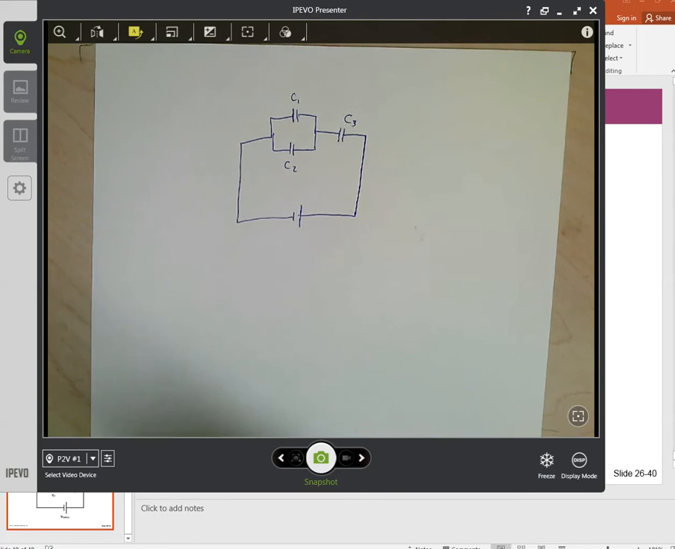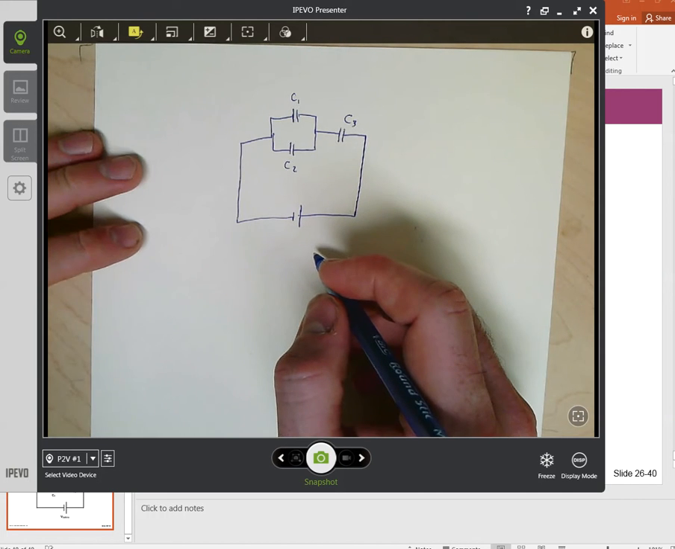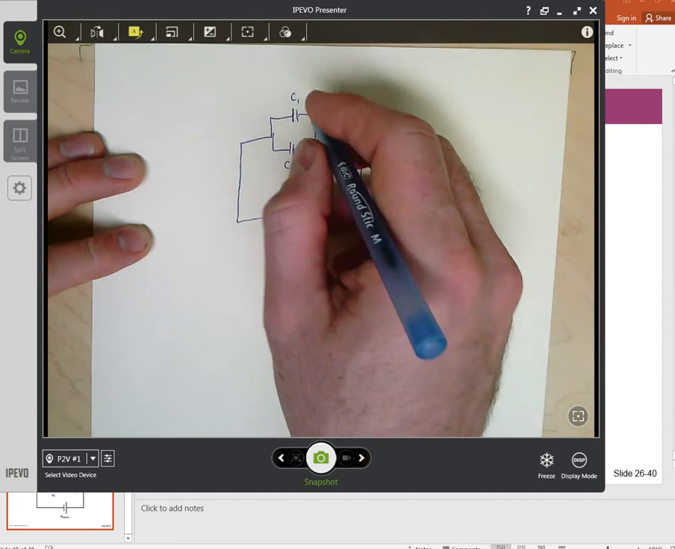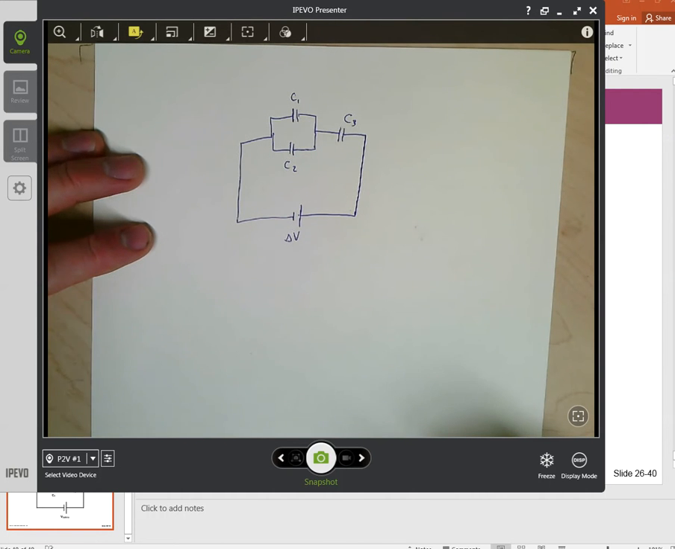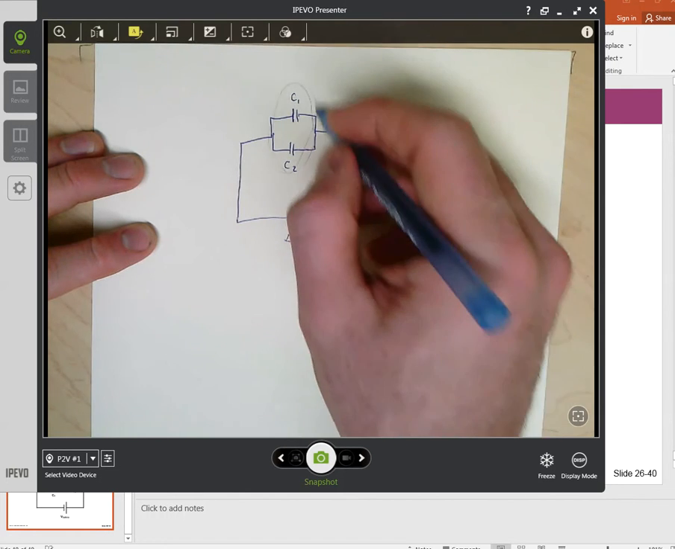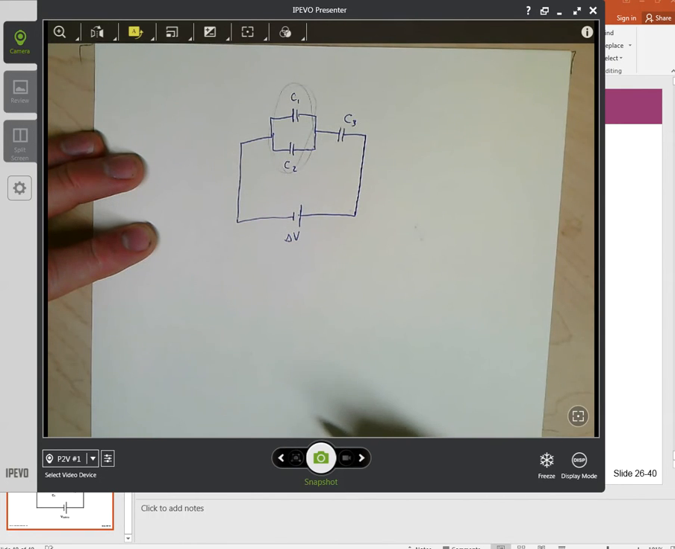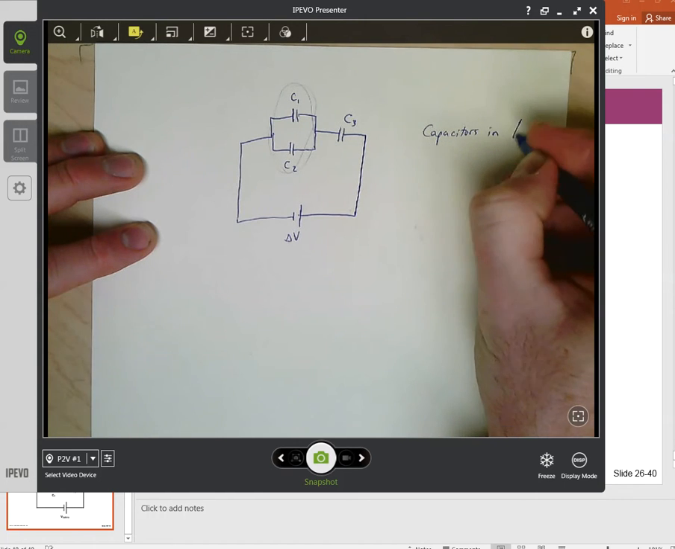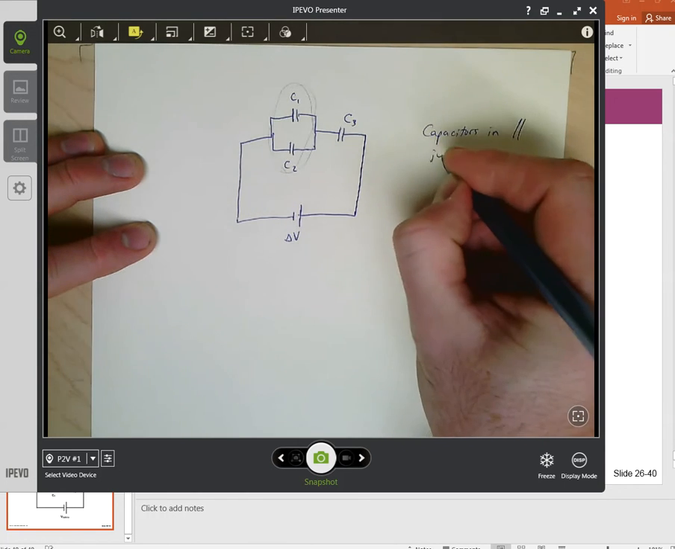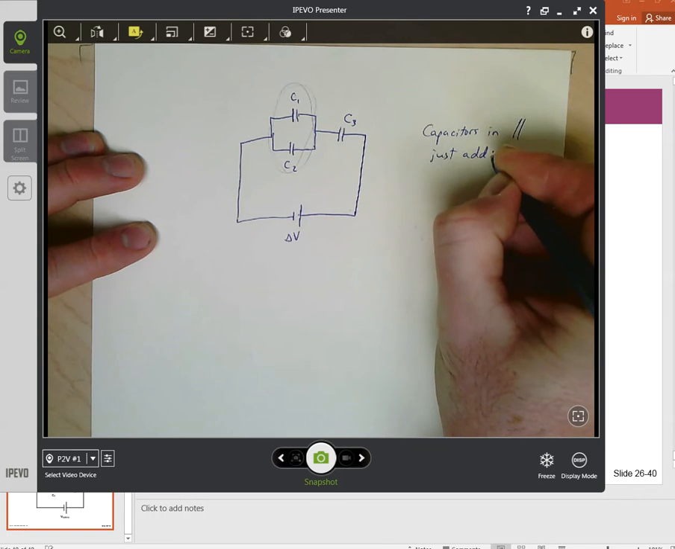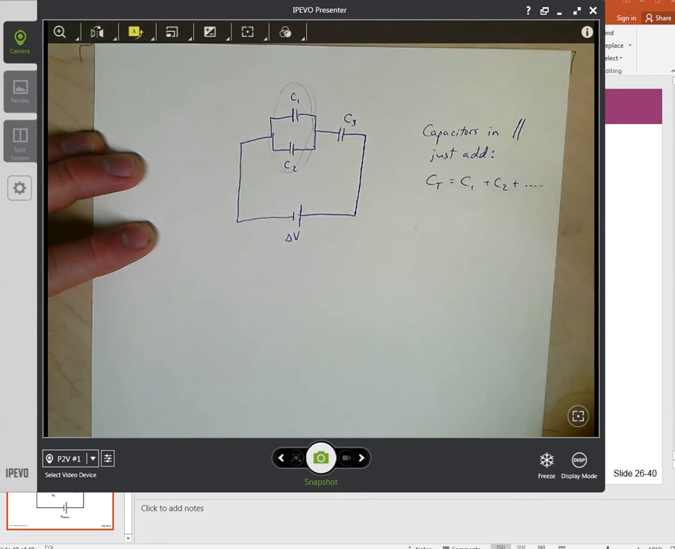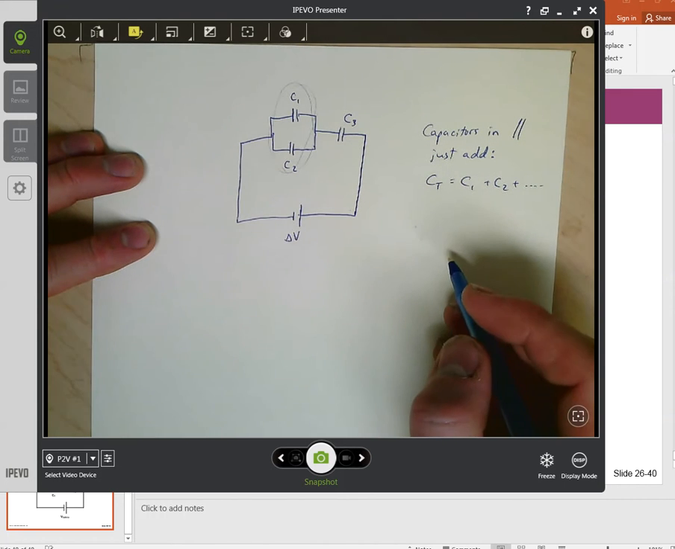So here's what I have, and we're asked to figure out what the total capacitance is. This might be our battery here, with some delta V. If I want to combine these capacitors, I need to first group them together. For example, I can see that these two are in parallel with each other, and capacitors in parallel just add directly. In other words, C total is equal to C1 plus C2 plus C3, C4, C5, whatever it is. If they're in parallel, they just add.